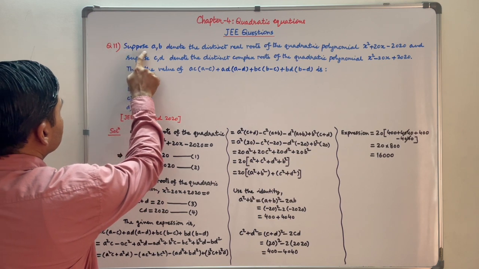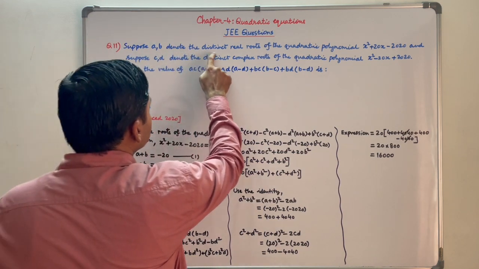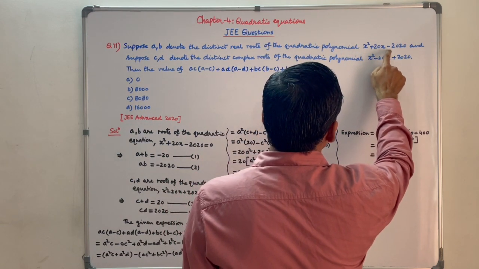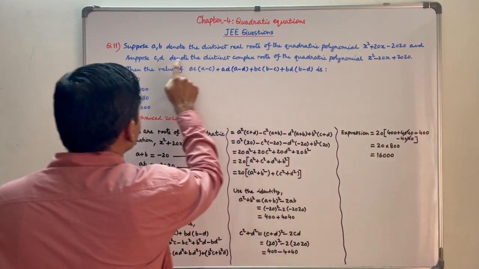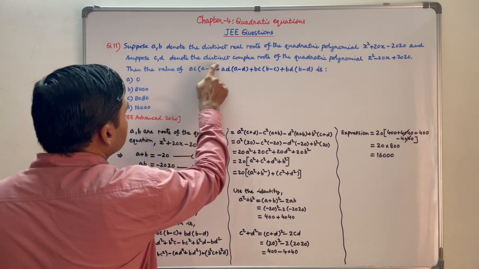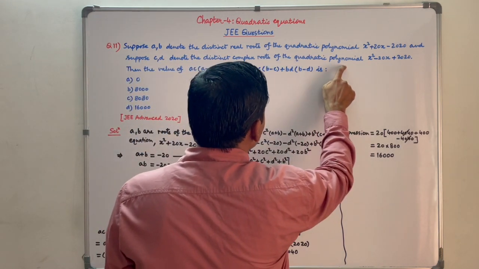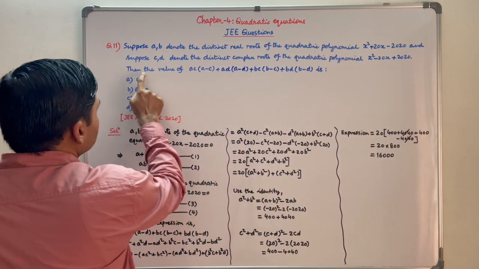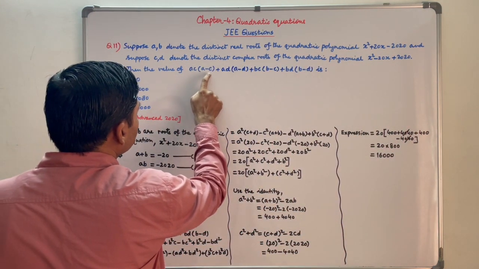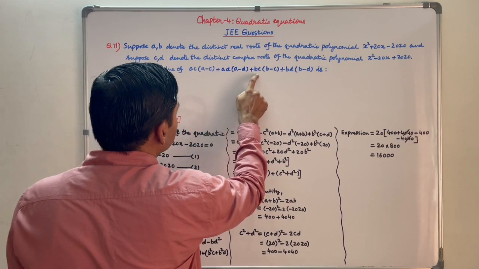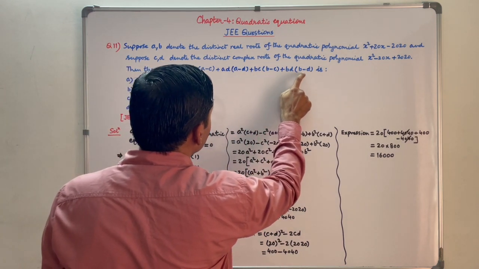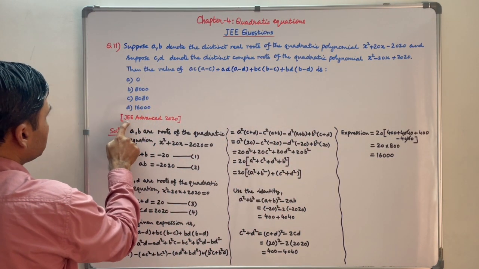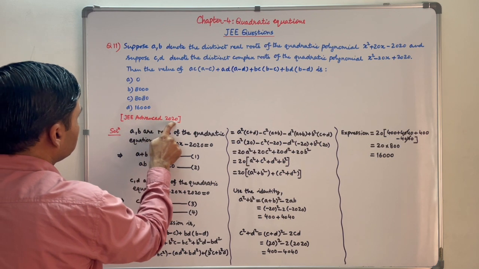11th question. Suppose a and b denote the distinct real roots of the quadratic polynomial x square plus 20x minus 2020, and suppose c and d denote the distinct complex roots of the quadratic polynomial x square minus 20x plus 2020. Then the value of AC into (A minus C) plus AD into (A minus D) plus BC into (B minus C) plus BD into (B minus D) is. These are the options given. This question was asked in JEE Advanced 2020.